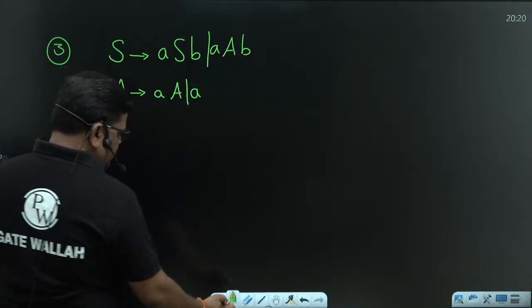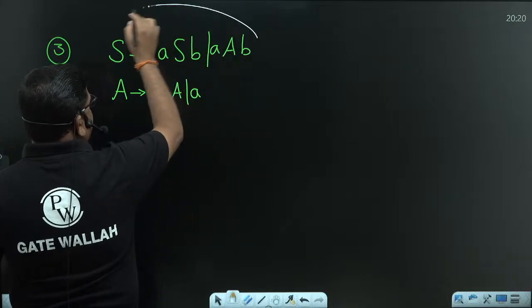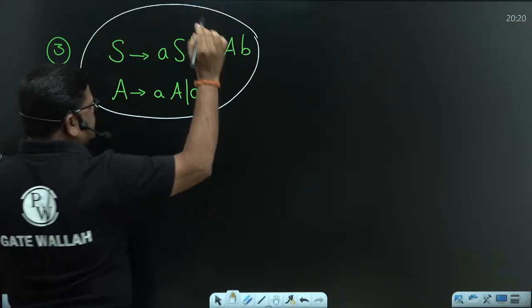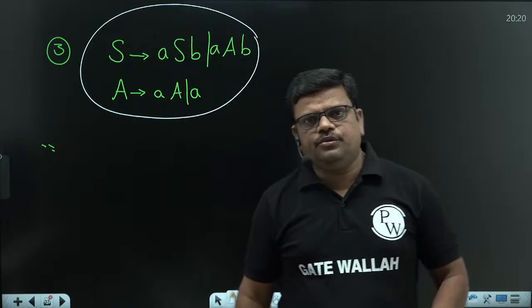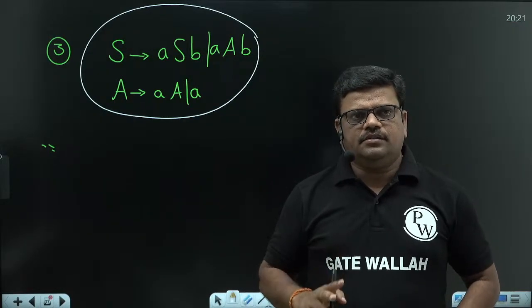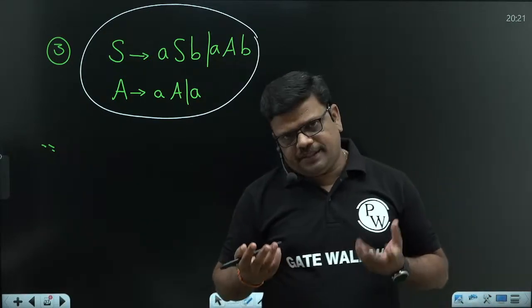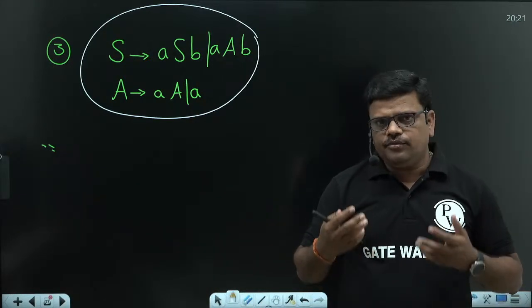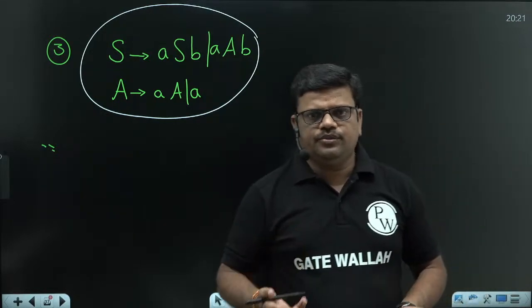Let us see one more thing. What is the language for this grammar? Whenever you say grammar, every grammar is equal to one language. Every grammar is generating one language. What is that language? Language is nothing but a set of strings. It is generating some kind of strings. What kind of strings is it generating? Those things we have to see here.